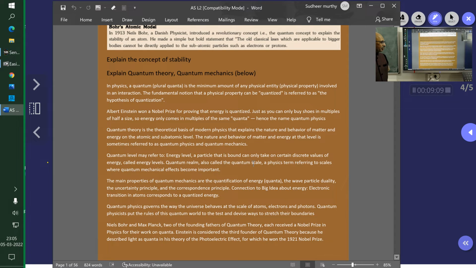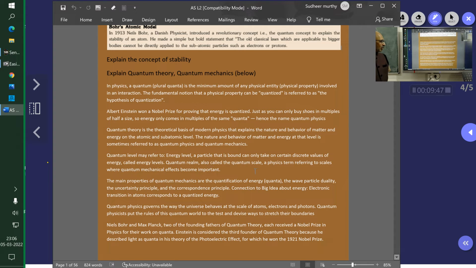So, energy level, a particle that is bound. See, this is important. The particle is bound. That means there is binding energy in the system. The electron is bound to the system, just like how the moon is bound to Earth. It cannot move away from Earth because it is bound to Earth. The same way, the electron is bound to the nucleus. A bound particle can only take certain discrete values of energy called energy levels. Of course, I said moon, but we are not applying quantum mechanics to the moon, but it is similar to that. Don't mistake me.